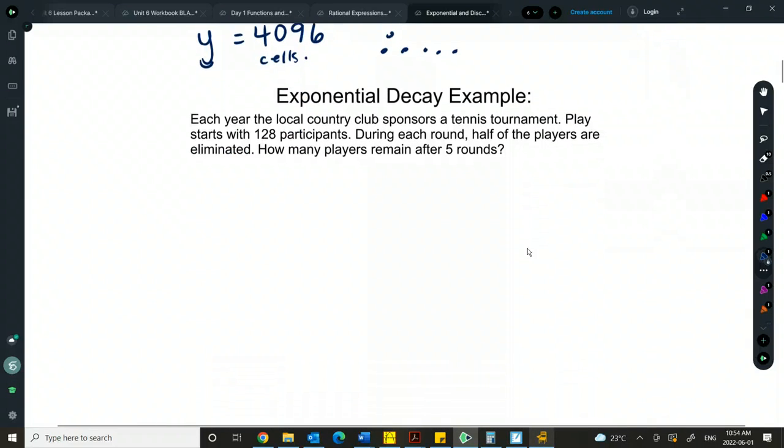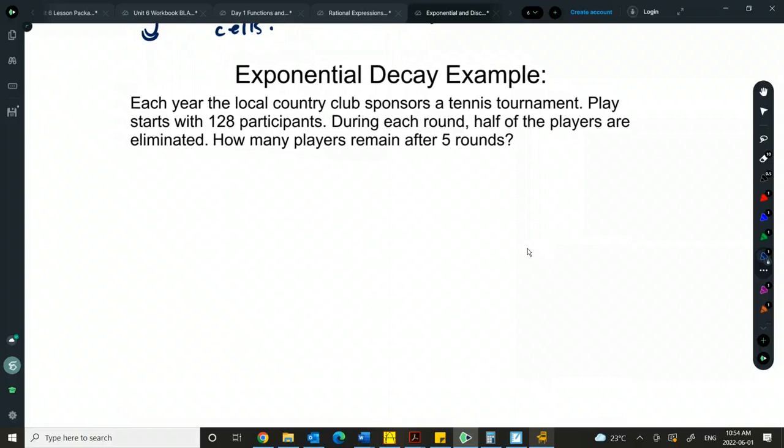Okay, let's look at an exponential decay. Each year, the local country club sponsors a tennis tournament. Play starts with 128 participants. During each round, half of the players are eliminated. How many players remain after 5 rounds? So of course, we could probably figure this out pretty easily just by doing like a sequence of, okay, after the first round, there's 64 people. After the second round, there's this many people. I think we probably could do that in this question. I'll show you how you could use the formula for this, but of course, you guys can probably just figure this out by guessing and checking.